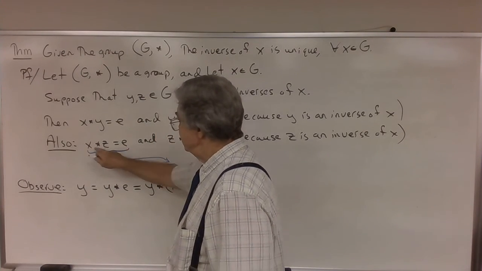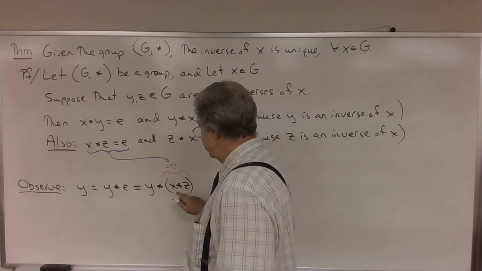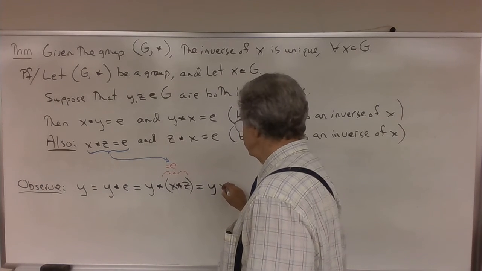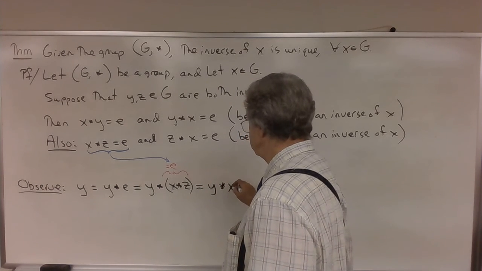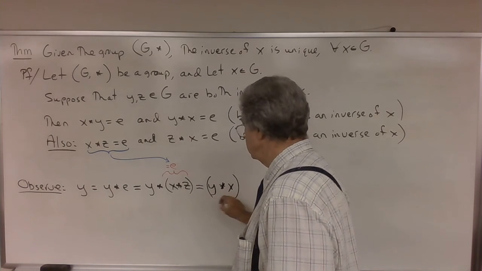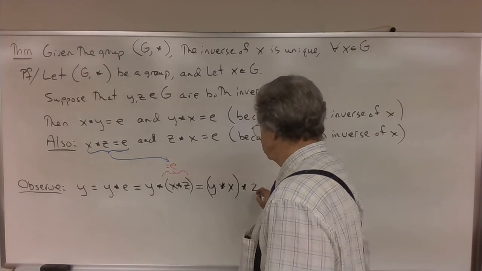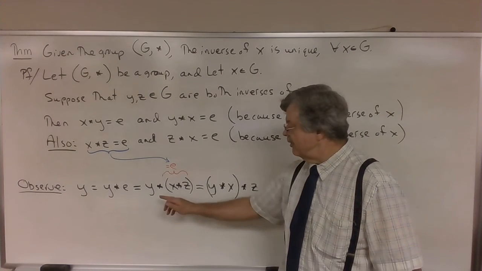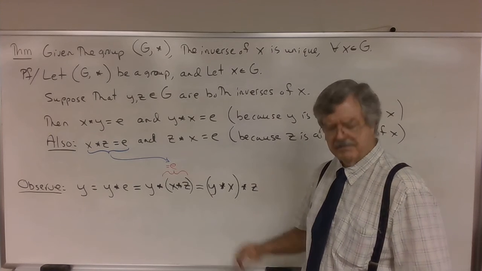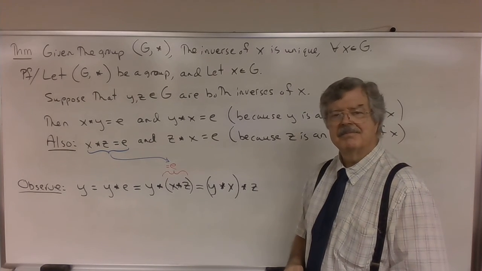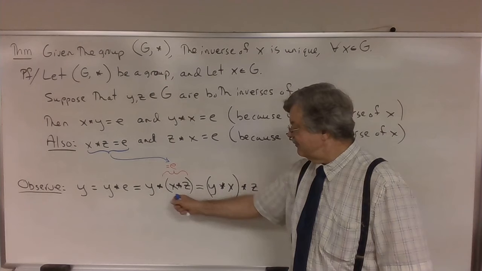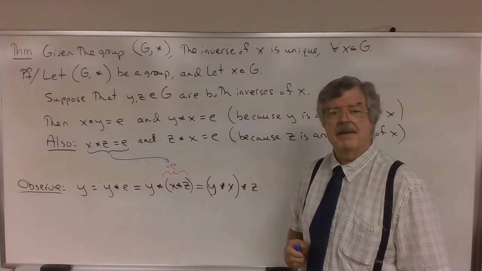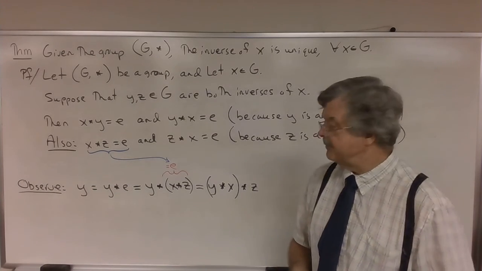E, the identity, is equal to x star z. So that's where this comes from. And now, look what I do. How was I able to go from here to here? What allowed me to go from here to here? I used the fact that the binary operation is associative, didn't I?